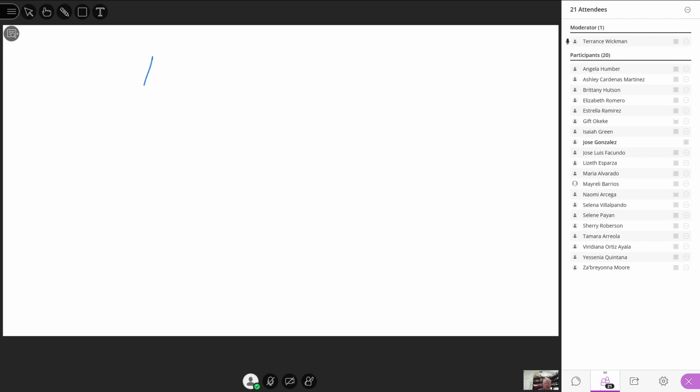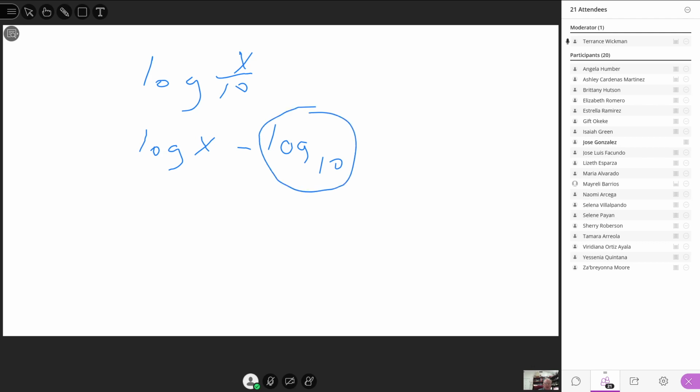20 is log x over 10. And you remember log x over 10 is a quotient rule. That means subtraction. So you have log x minus log 10. Now we know that this is really 10 to the 1 here, because all logs are base 10, so we know that's really minus 1. We can change that to log x minus 1. And that answer, I believe, is A.